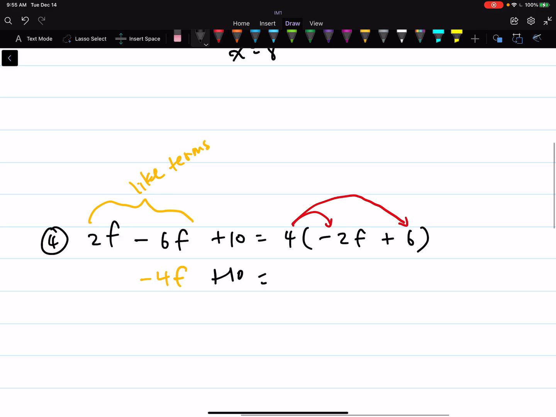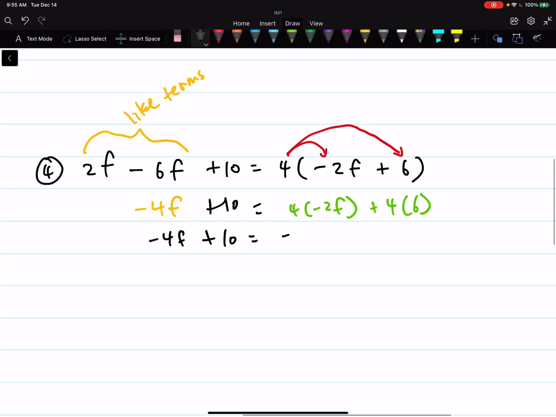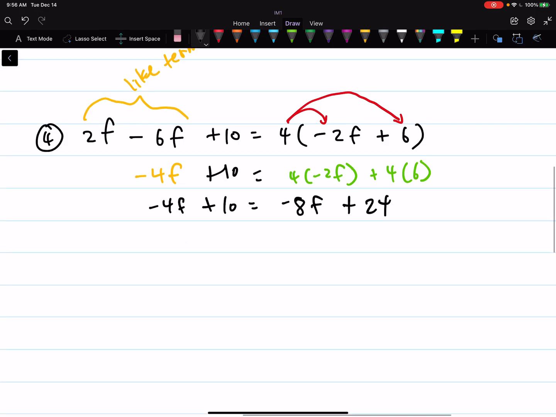So I got 4 times -2f plus 4 times 6, and then if I write this, we got negative 4f plus 10. And then 4 times negative 2f is negative 8f. 4 times negative 2 is negative 8 plus 4 times 6, which is 24. And then from here, I'm just going to add 8f on both sides. I don't have to, but I'm just going to do it so that I can simplify this equation.